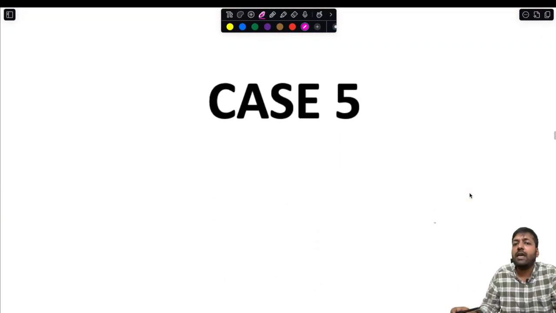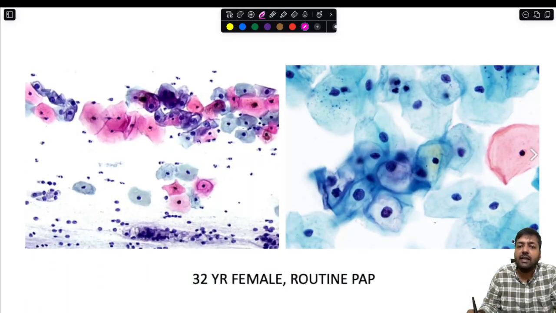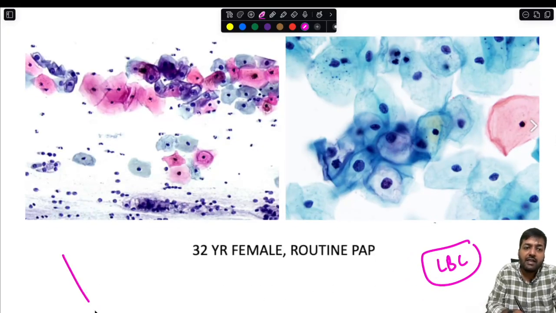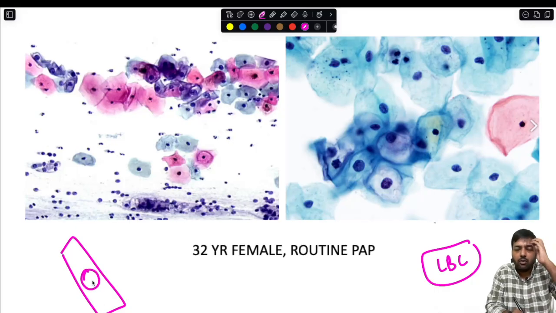Now we are coming to the case number 5 discussion. This is basically a routine PAP, an LBC, that is a liquid based cytology slide. How will you know which slide is conventional? Conventional slides are dirty. In an LBC slide, you will see that the cells are confined to a particular space.